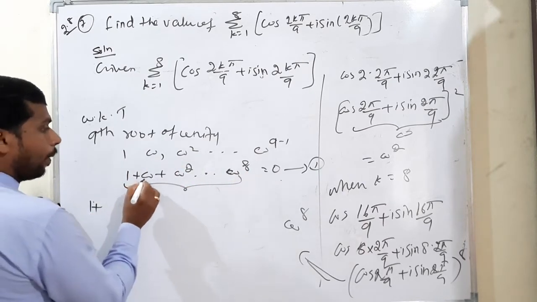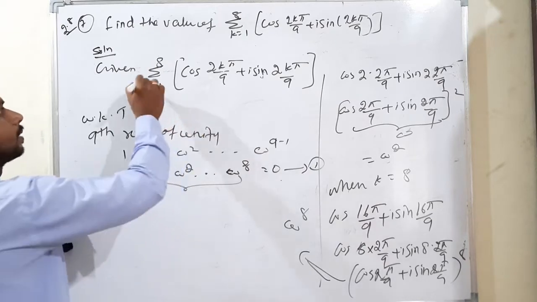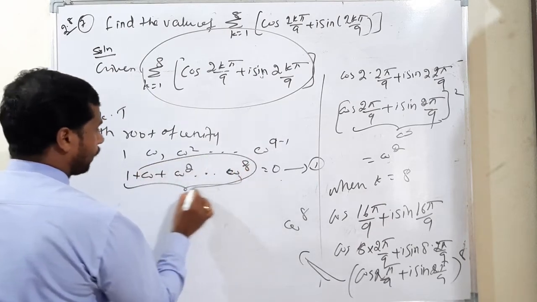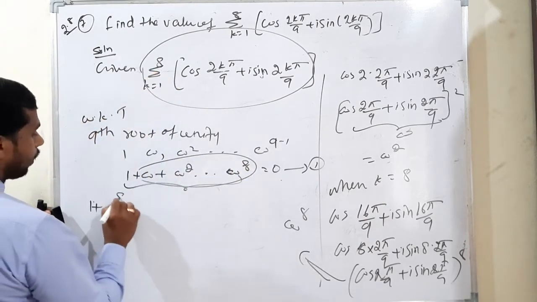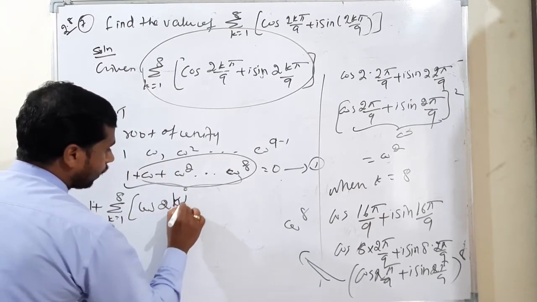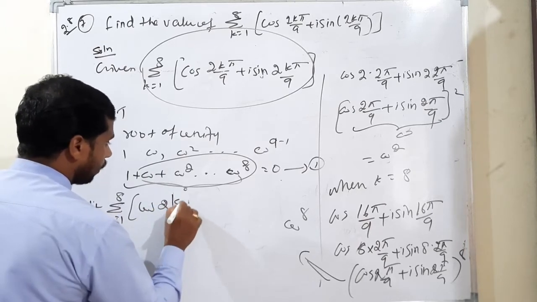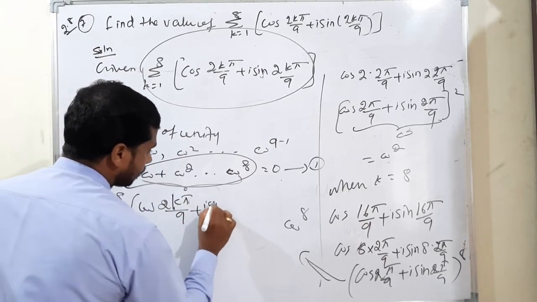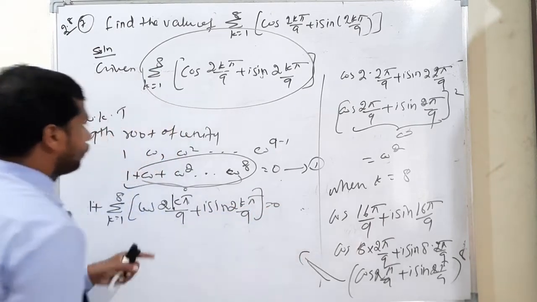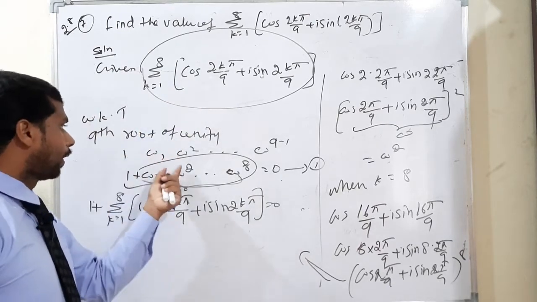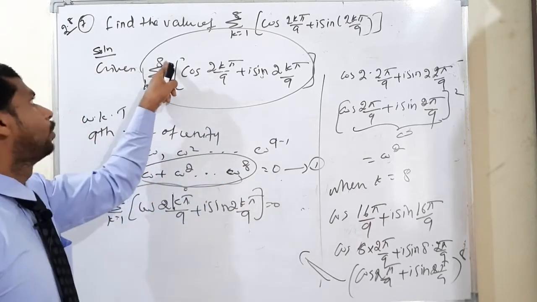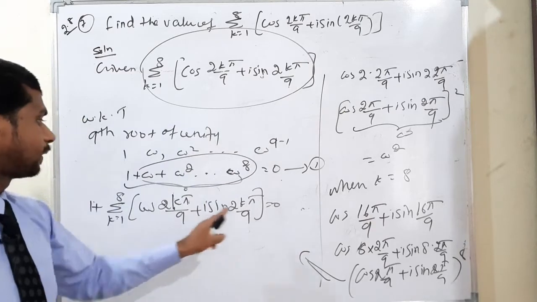So, 1 plus omega, omega square, up to omega power 8, that is when k is equal to 1 to 8. So, instead of omega to omega power 8, we can write the given, what is the value? 1 plus summation of k is equal to 1 to 8 of cos 2k pi by 9 plus i sin 2k pi by 9 is equal to 0. Why? See, omega power 1, omega power 2, up to 8. Here also k is equal to 1 to 8. What is the value? Cos 2k pi by 9 plus i sin 2k pi by 9.